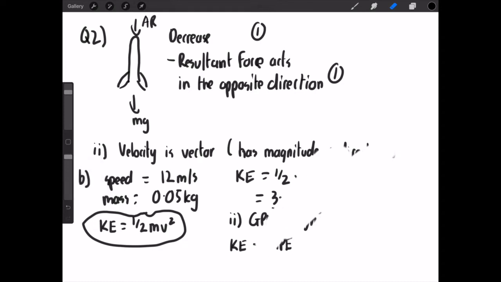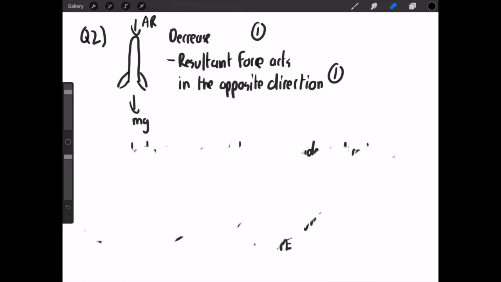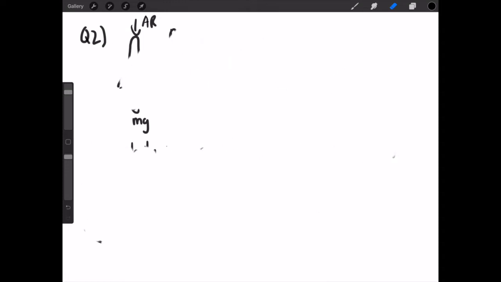Now, the next bit. Make this a bit bigger. The next one, we're going to try and calculate the height that the rocket goes to. Now, I know from the other part that the gravitational potential energy is equal to 3.6 joules. Now, with that bit of information and the rocket's mass, I am able to calculate the height.